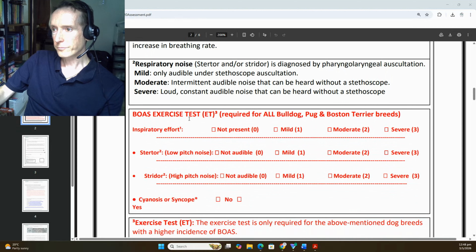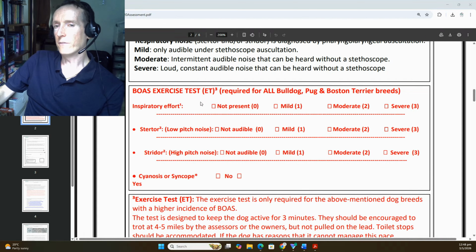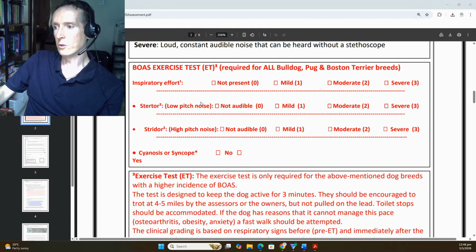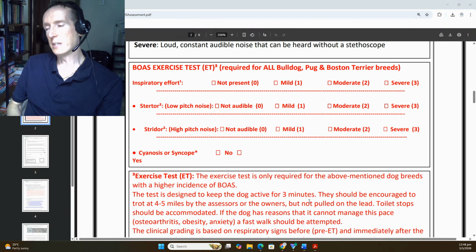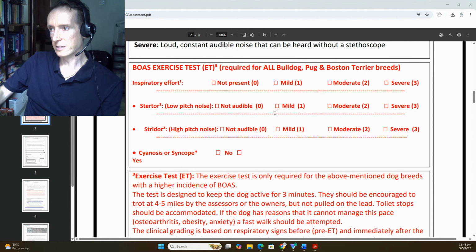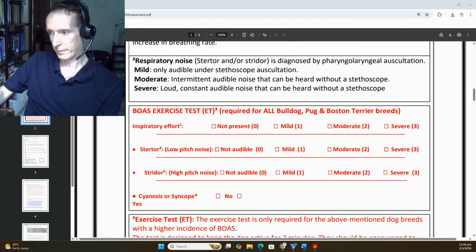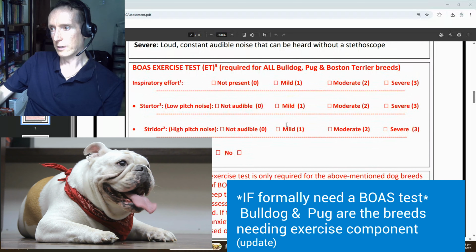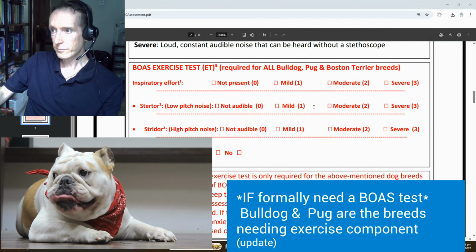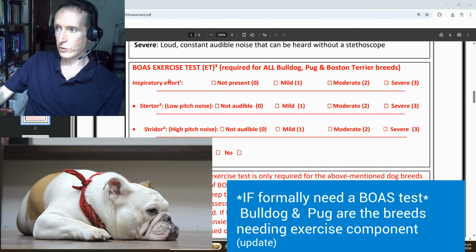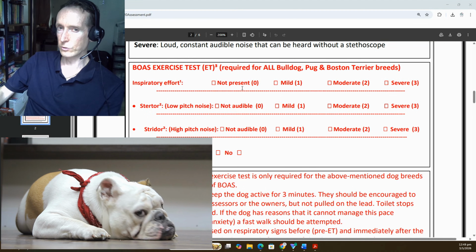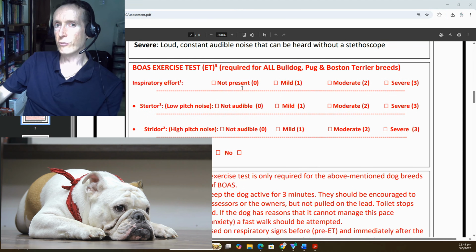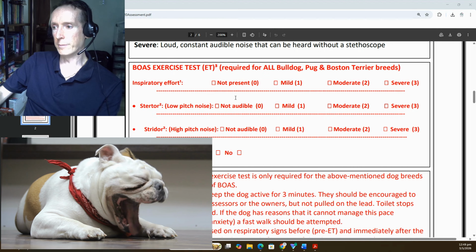Then the same thing is done after exercise. The dog is meant to be kept active for 3 minutes. Actually, they use the same form for dogs and cats, but cats don't have to do this exercise test, and of course, cats don't tend to be so affected by these breathing issues. But the dogs have to be trotted up and down or run up and down for 3 minutes.